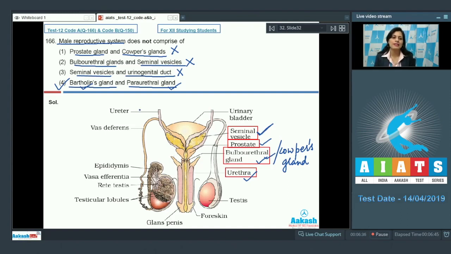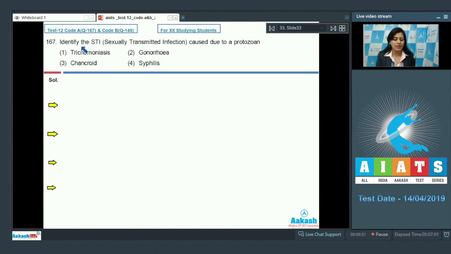Urethra or urinogenital duct provide common passage for the flow of urine and semen. So the correct answer to this question is option number 4. Let's discuss our next question. Question number 167. Identify the STI, sexually transmitted infection caused due to a protozoan. And the options are trichomoniasis, gonorrhea, chancroid and syphilis. And the correct answer to this question is option number 1.